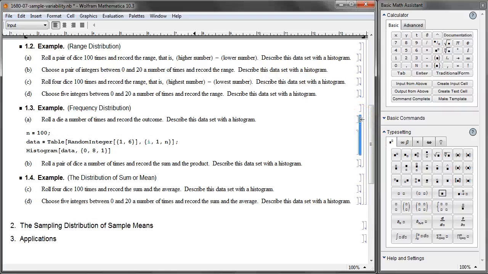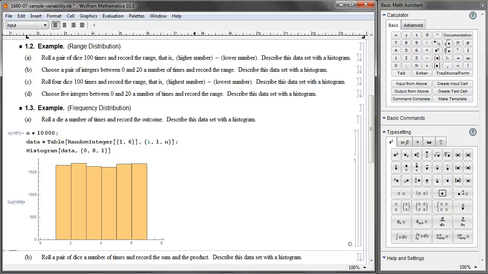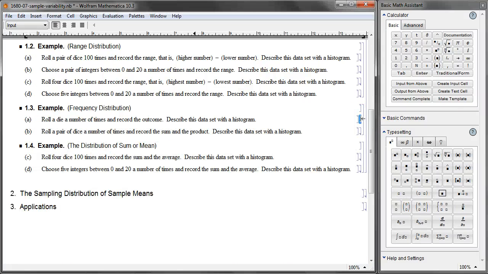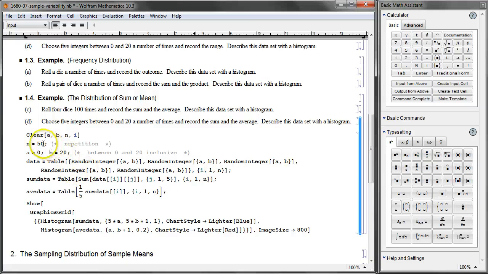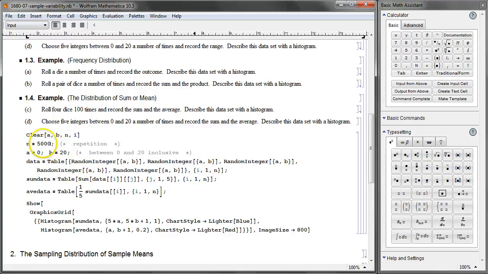This is an example of a frequency distribution, rolling a die a number of times. We have a uniform distribution kind of like this. Clearly not normal. But in some cases, we do have normal behavior. As you can see, something like this.